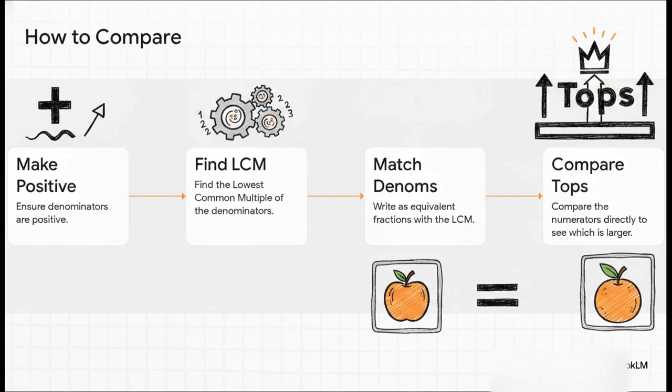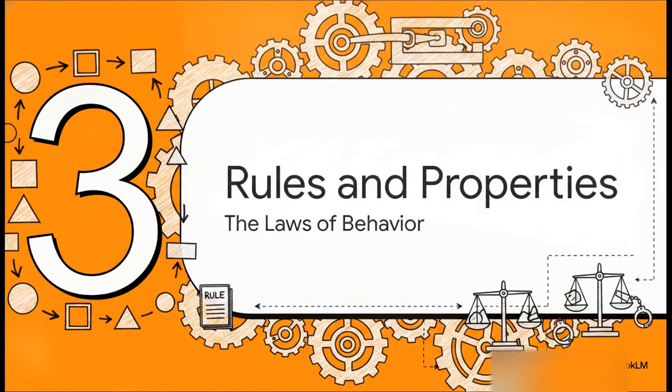So how do we compare two kind of messy rational numbers to see which one is actually bigger? You just follow this foolproof 4-step method to give them common ground. First, make those denominators positive. Second, find the lowest common multiple, the LCM, of those denominators. Third, rewrite them as equivalent fractions using that LCM. Now, instead of comparing apples to oranges, you're strictly comparing apples to apples. Finally, just look at the top numbers, the numerators, and compare them directly. The larger numerator wins.